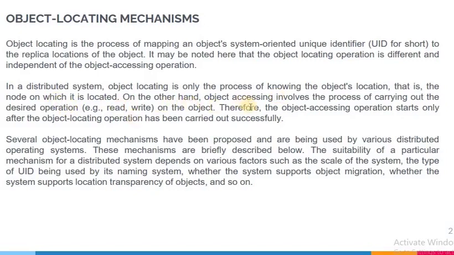On the other hand, object accessing involves the process of carrying out the desired operation. As we learned from the previous paragraph, object locating and object accessing are different. Here it is more elaborated: object accessing basically means all the read and write operations that will be done. This is different from object locating. Therefore the object accessing operation starts only after the object locating operation has been done successfully. So it's a step-by-step process.